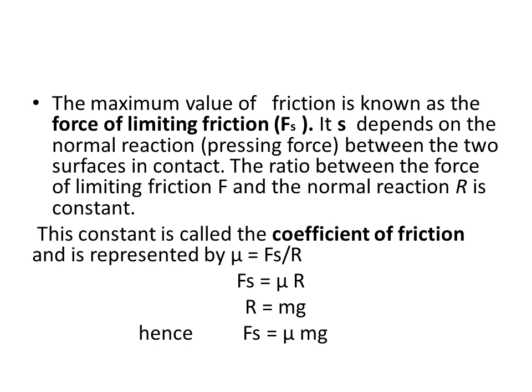The maximum value of friction is known as the force of limiting friction, and it is denoted by Fs. It depends on the normal reaction, the pressing force between the two surfaces in contact. The ratio between the force of limiting friction and the normal reaction R is constant. This constant is called the coefficient of friction and is represented by mu.